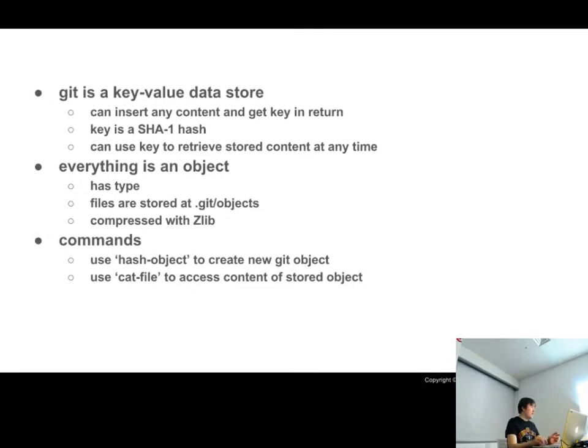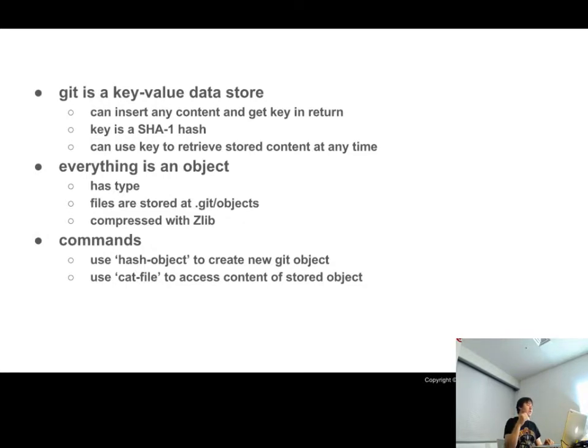So what is Git in general? In a nutshell, it's a key value storage. You can always put some content in it, and while you're doing this, it will calculate some ID. In this case, it's a SHA-1 hash, which you can use later to get this content back. So it's like a normal key value data store. Then everything is an object. An object is compressed with the zlib deflate algorithm. And as I mentioned, it has several types.